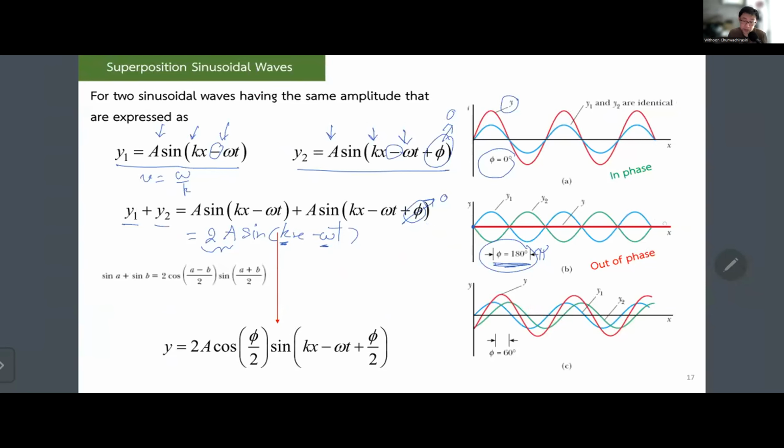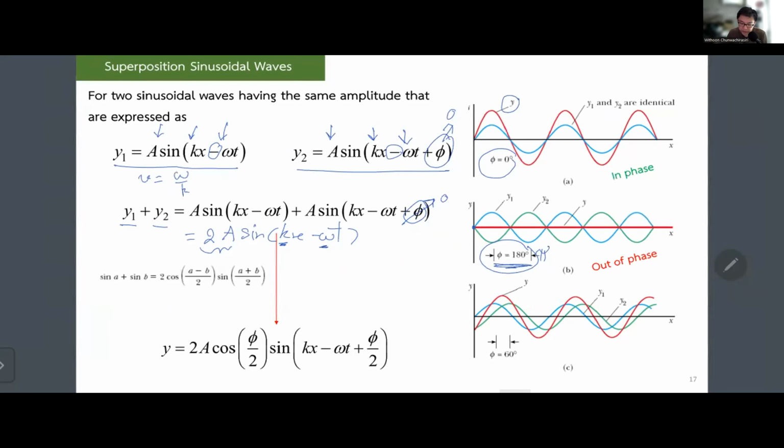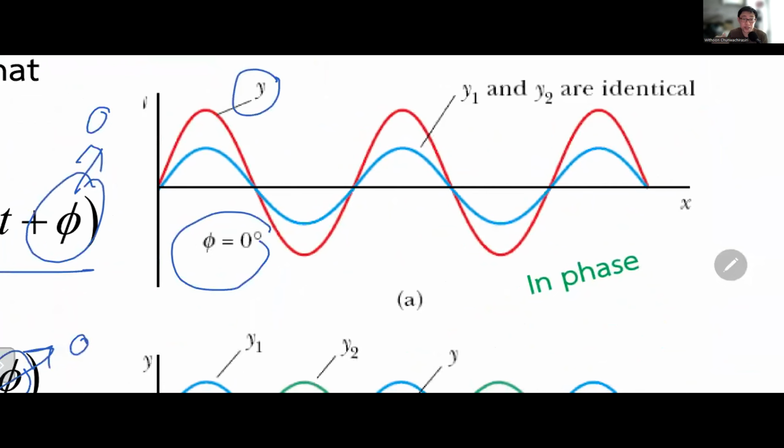So at the end, you get the red curve, which means you get nothing. You get zero. Cool? All right, that's what it is. We call the first case constructive interference, but because they are oscillating in perfect synchronization, everything is in sync, we call this in phase. They are oscillating at the same rhythm.